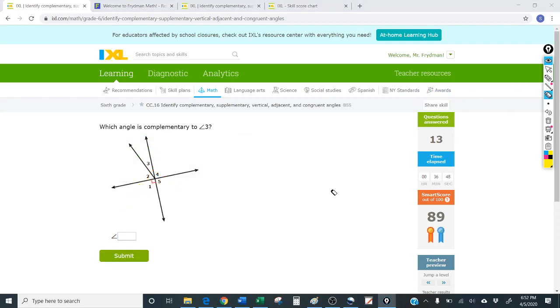Okay. Which angle is complementary to angle 3? Well, I'm not going to go through the whole logic again, but this angle right over here is a right angle. It is 90 degrees. So I know that angle 3 from here to here, together with this angle, angle 2, together they make a right angle or a 90-degree angle. So if two angles add up to 90 degrees, that makes them complementary. So angle 2 is complementary to angle 3.